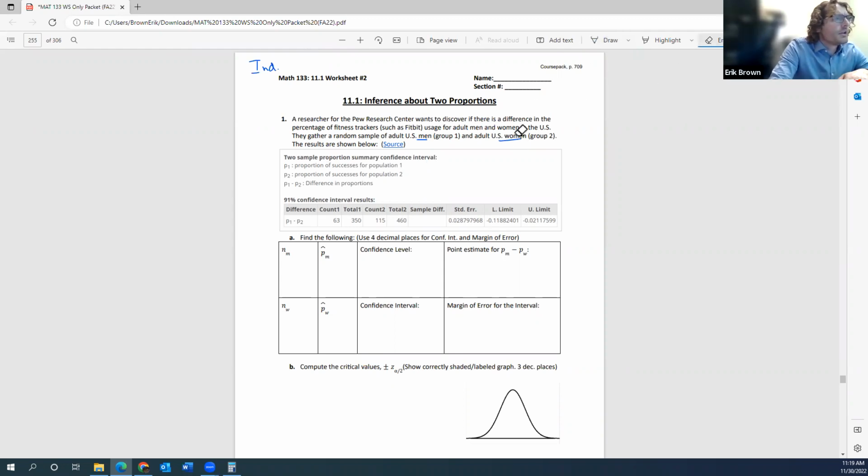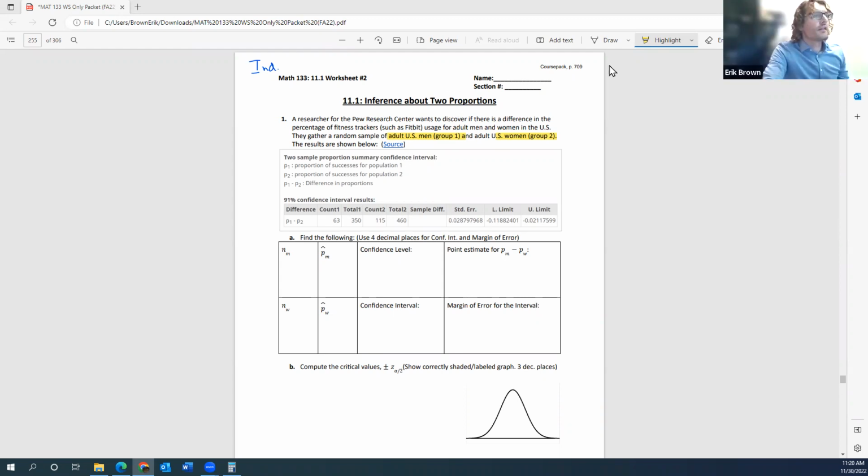Here's our problem. Pew Research wants to discover if there is a difference in the percentage of fitness trackers for adult men and women in the US. So they get a random sample, here's group 1 of US men, and then a random sample of US women, and here's the results. So when you look at the reference sheet, I've got to get this pulled up. Okay, let me just download this. Step 1 of the hypothesis test is the most challenging part of these problems. I think it gets quite difficult, and you have to pay close attention to all the details.